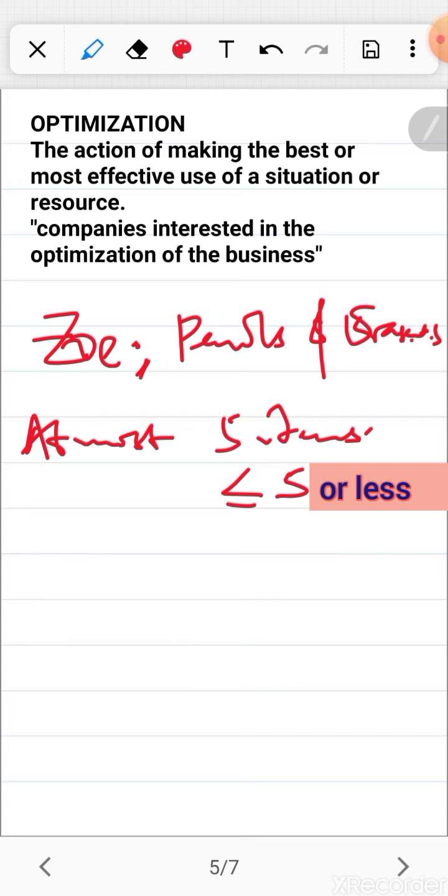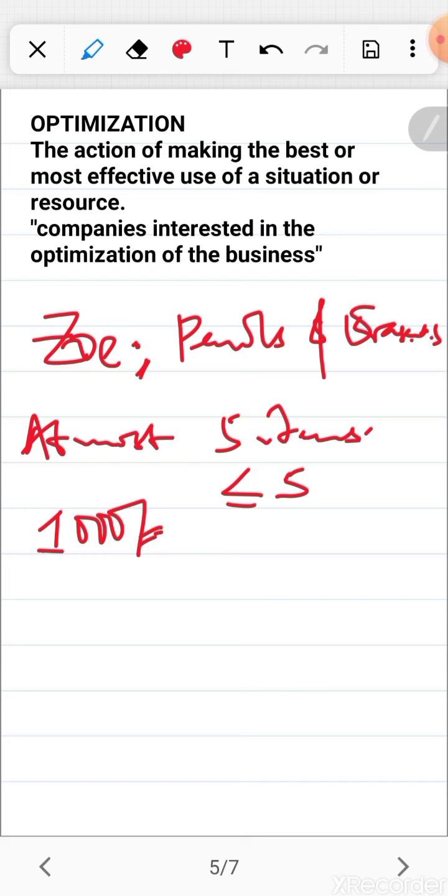We also know that Zoe only has 1,000 shillings, unfortunately. This doesn't mean that Zoe is not a rich person. She's very rich. Just using 1,000 for simplicity. But we know Zoe is a super rich person. So she has 1,000 shillings. She wants to buy a maximum of 5 items.